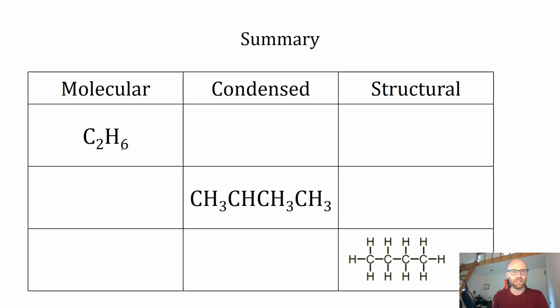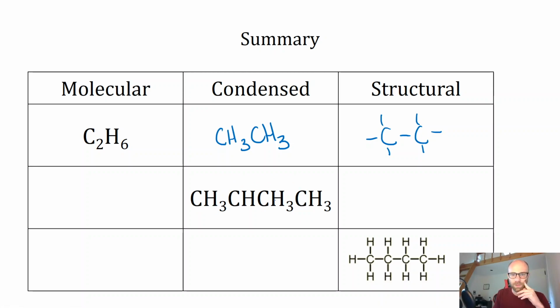There's only one way to draw this. If you have 2 carbons and 6 hydrogens, there's actually no way, given that hydrogen only bonds once, to draw this differently. So our condensed formula would be CH3CH3.